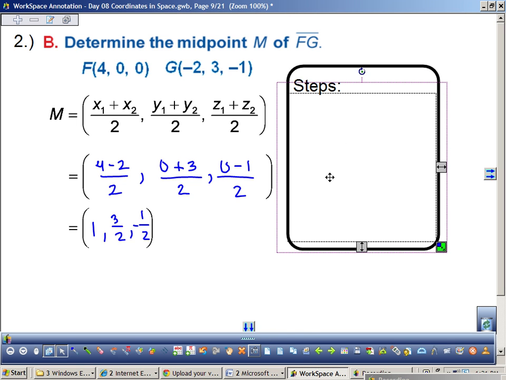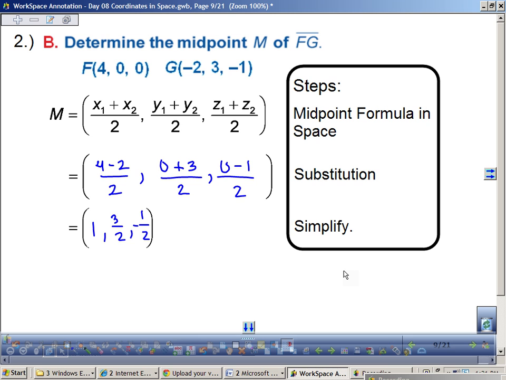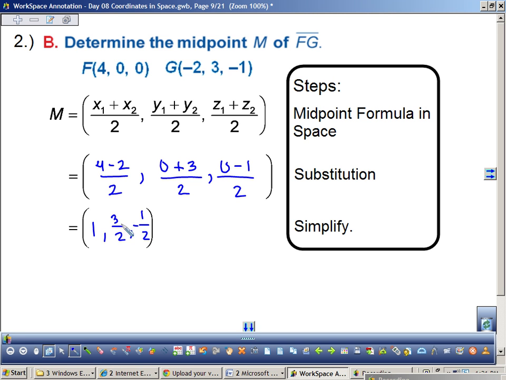Midpoint formula, substitution, simplify. For this one, do you have to actually use x1 in the right spot, or can you put x plus x? Nope, doesn't really matter. That's what I did. I combined them, right? I did 4 and negative 2 makes 2. 0 and 3, 0 and negative 1. Okay?